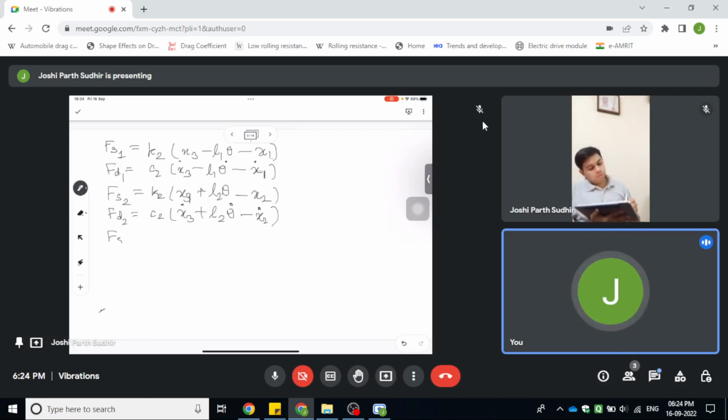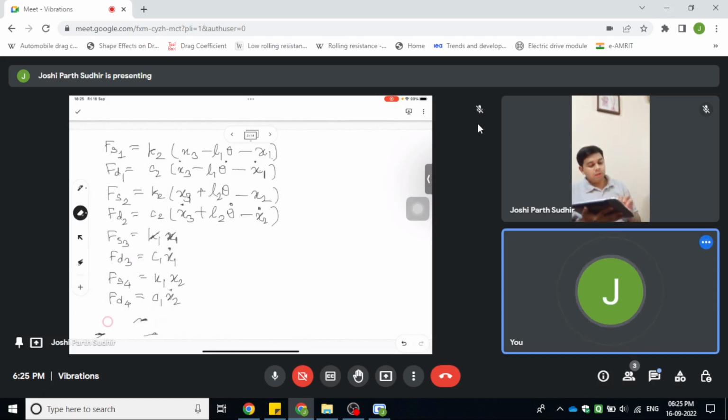Then the force Fs3 is basically K1 x1, and Fd3 is C1 x1 dot, and Fs4 is K1 x2 and Fd4 is C1 x2 dot.